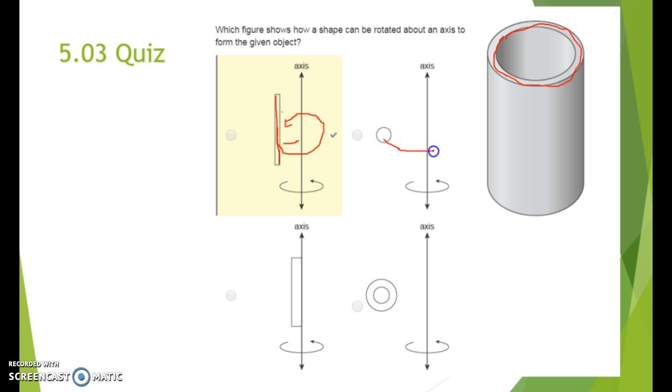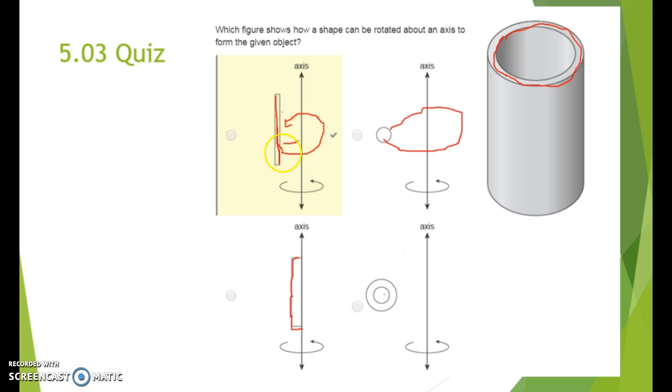This one would give you basically a ring. That's just a circle that would be rotated around. It would give you a ring. This would give you just a normal cylinder that's not hollow. And then this would give you a hollow ring. When you rotate it around, it would be like a donut, but it would have a hole in the center, all the way through around the ring.